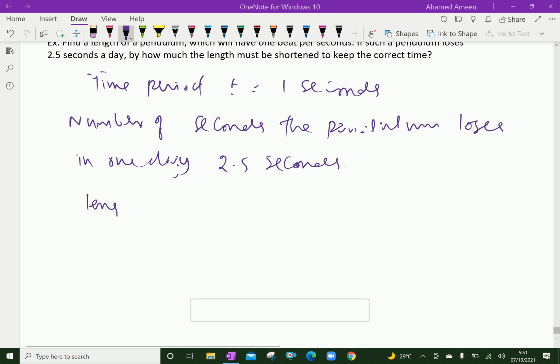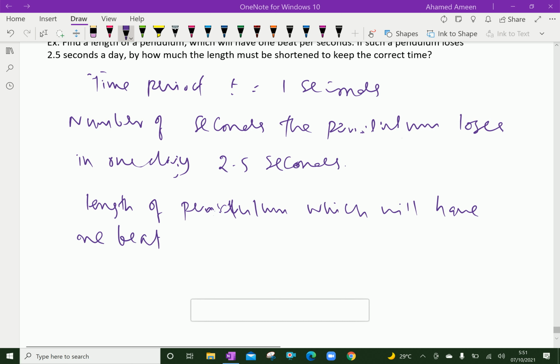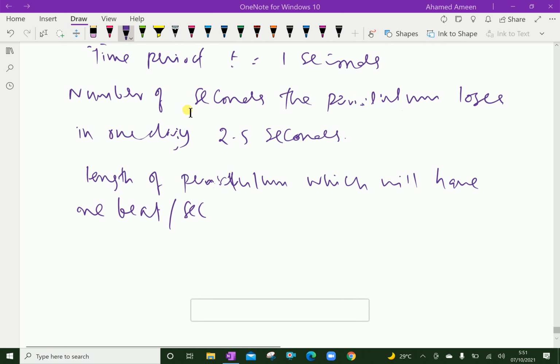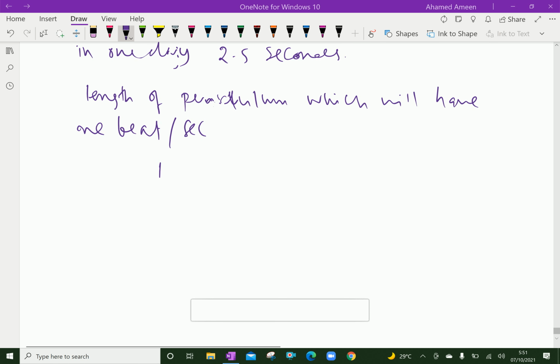Now, the length of the pendulum which will have 1 beat per second is given. Now the length is L, the time is 1 second, so 1 equals pi into root L by g.